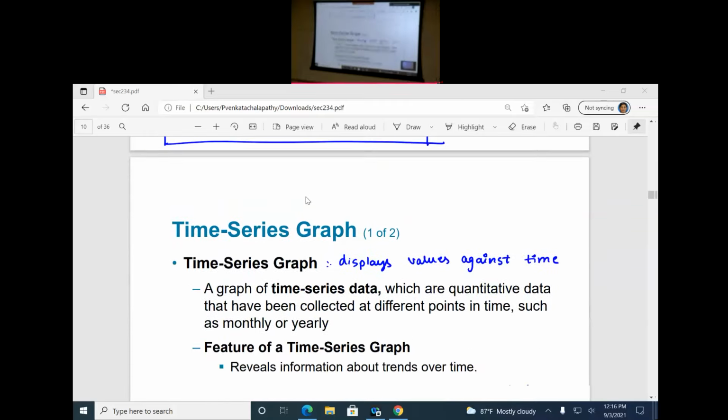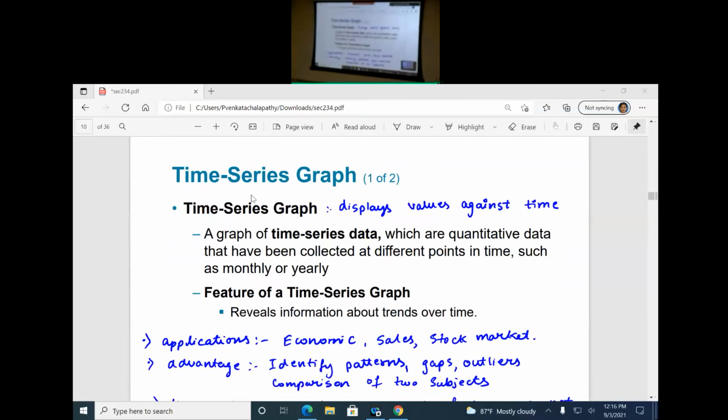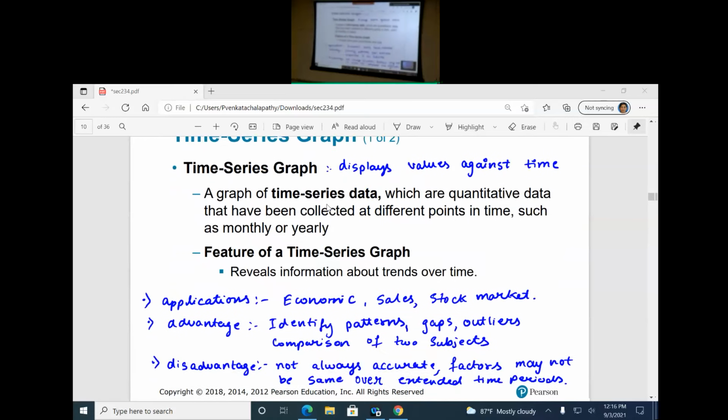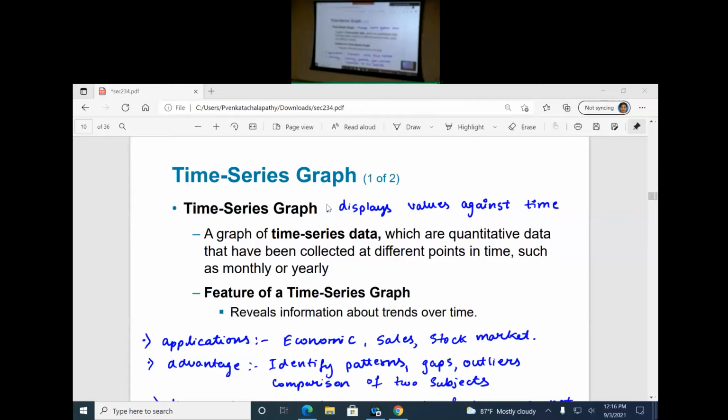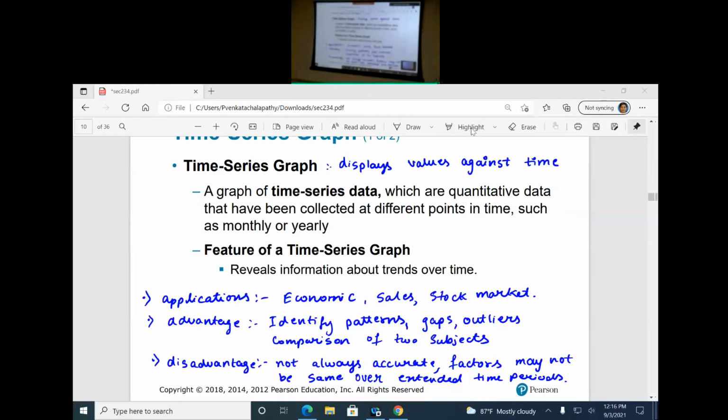Okay? Next graph is time series graph. In simple words, if I want to say, it is nothing but a value against time. You will have a graph where you will have to draw the time and you have to plot the data values against the time. Fine. Again, this is for quantitative data.